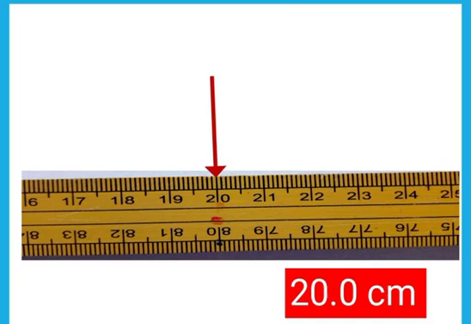Today we look at measurement. In measurement 1, we talked about the use of a meter rule and also a tape measure. So today we'll be looking at the vernier calipers and the micrometer screw gauge.